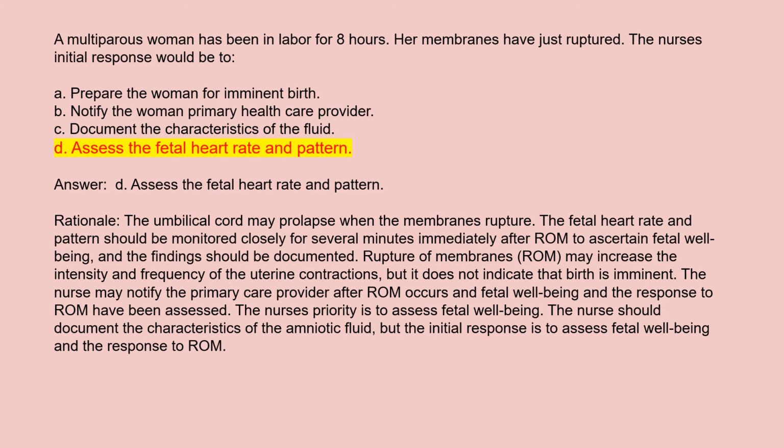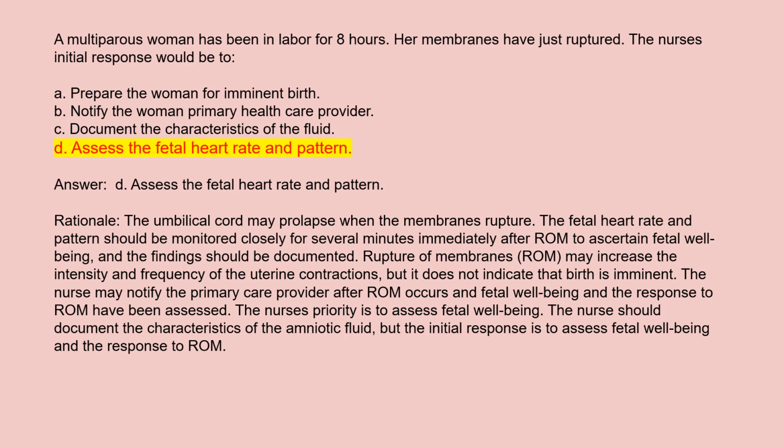Rupture of membranes, ROM, may increase the intensity and frequency of the uterine contractions, but it does not indicate that birth is imminent. The nurse may notify the primary care provider after ROM occurs and fetal well-being and the response to ROM have been assessed. The nurse's priority is to assess fetal well-being. The nurse should document the characteristics of the amniotic fluid, but the initial response is to assess fetal well-being and the response to ROM.